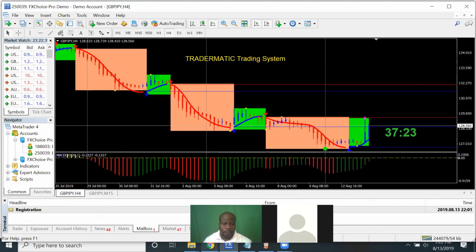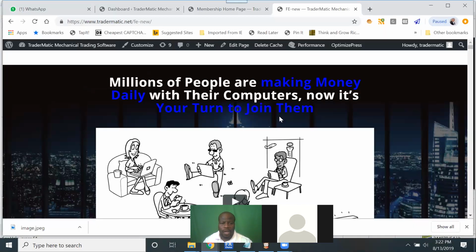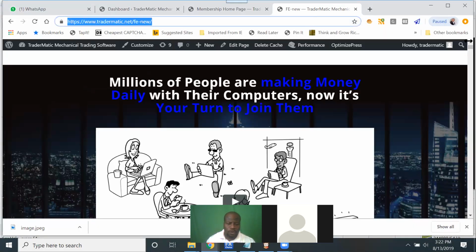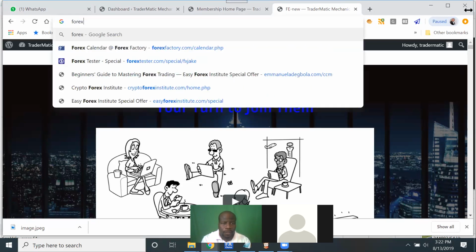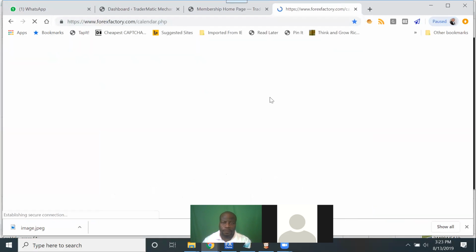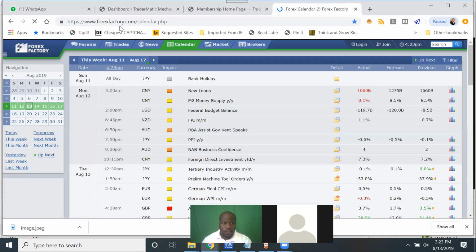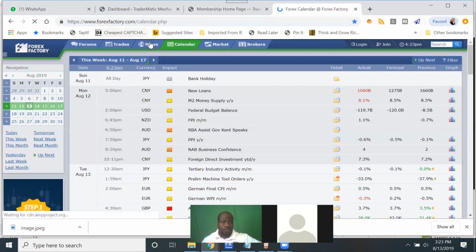Okay, before we get there, let me quickly show you this. How do you know which news to trade? Number one, you can go to Forex Factory. forexfactory.com/calendar.php. That's where you get the news. This is what I use.